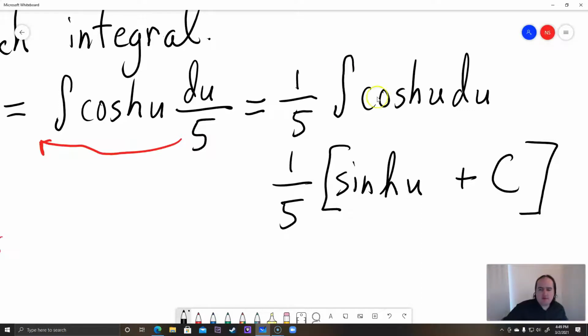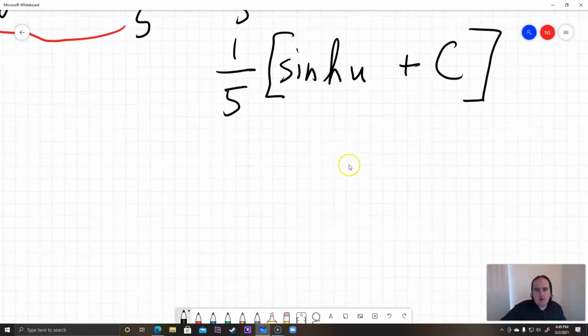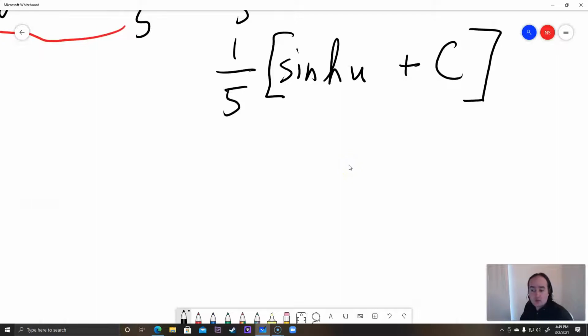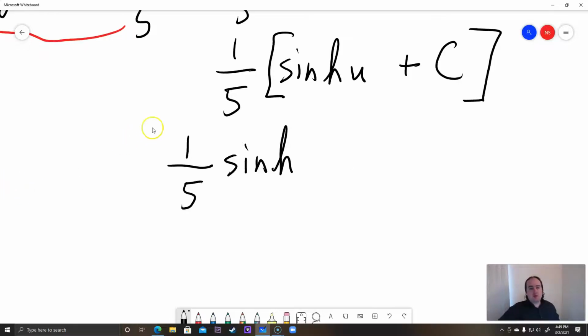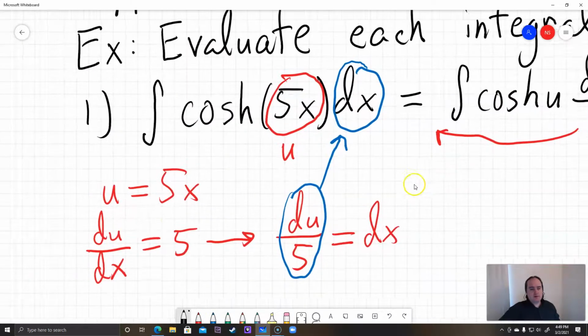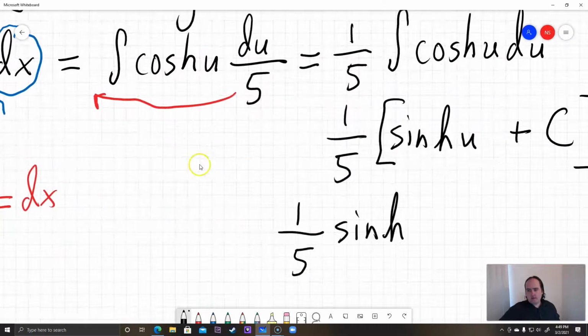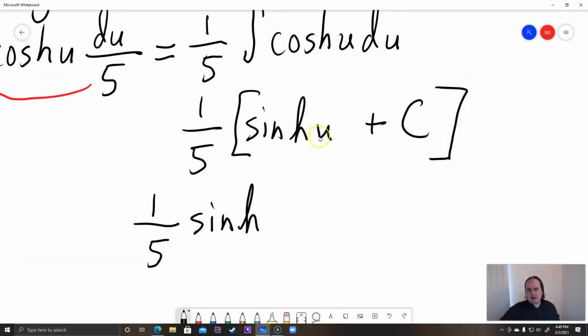Okay, so after we do that, we're going to end up plugging back in the original expression in terms of u. We're going to have 1/5 times sinh of, well, originally we said in this problem u equals 5x. Okay, so we're going to plug back in 5x for u there.